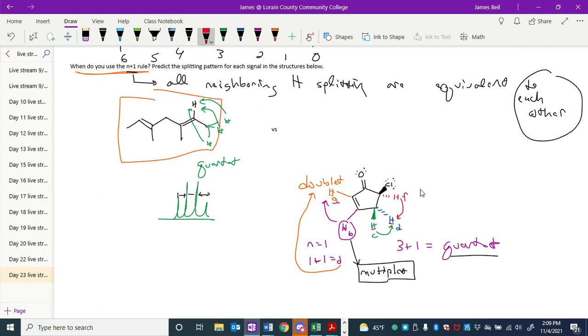All right, let's take a look at F. Well, the coupling, this is supposed to be E. I don't know why I skipped a letter there.